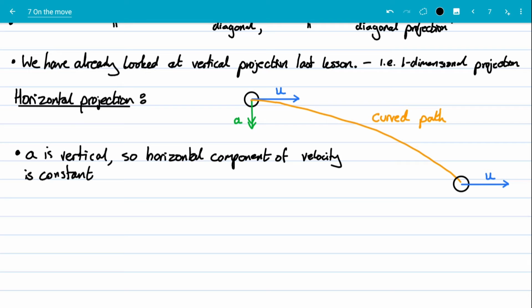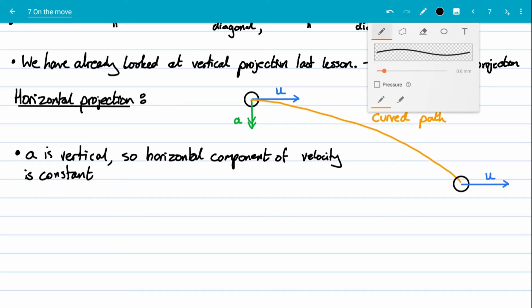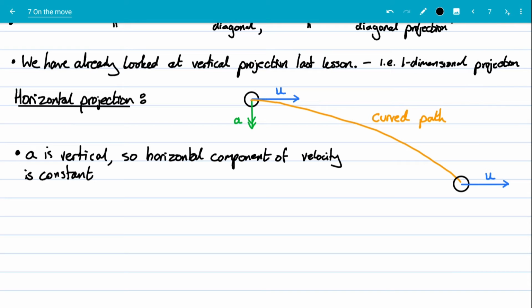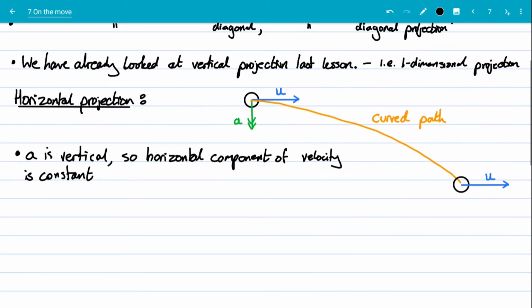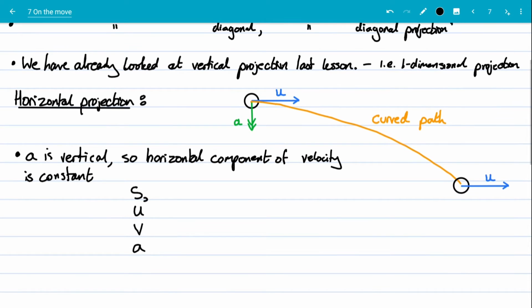So that's the situation. Now, how do we handle this using our Suvat equations? Well, we know that the object is traveling both horizontally and vertically. So what we can do is we can write down our S, U, V, and A, but in both directions. So s subscript x, u subscript x, v subscript x, and a subscript x. And we can do the same thing in the y direction.